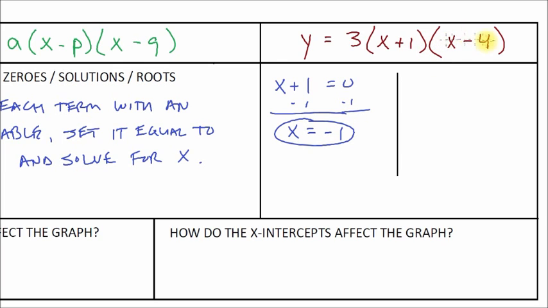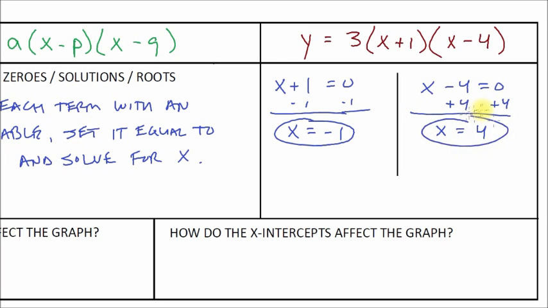Now let's set our second binomial equal to 0. Actually, it's our third term here, since 3 is a term. So we take that term that has an x in it and set it equal to 0. Use a little algebra here: add 4 to both sides, and you've got x equals +4. So that's all there is to it. We can write our answer down here: the x-intercepts are at -1 and 4.